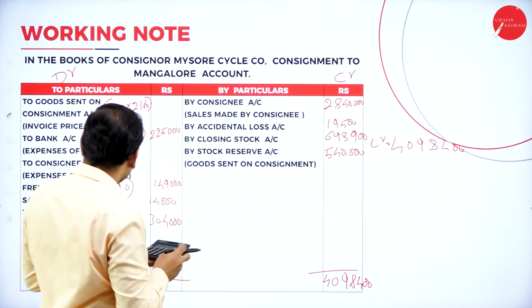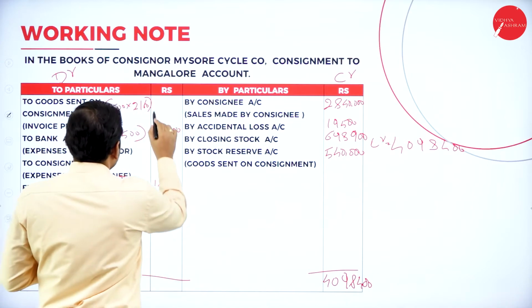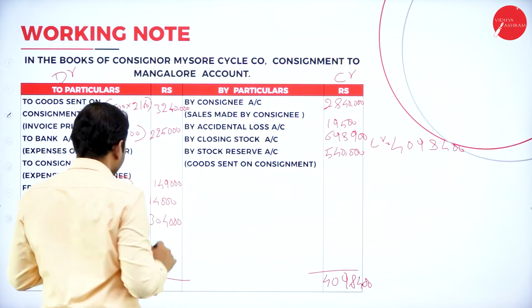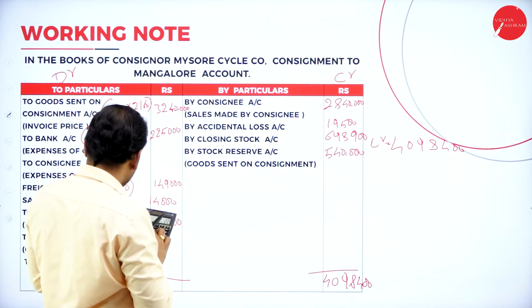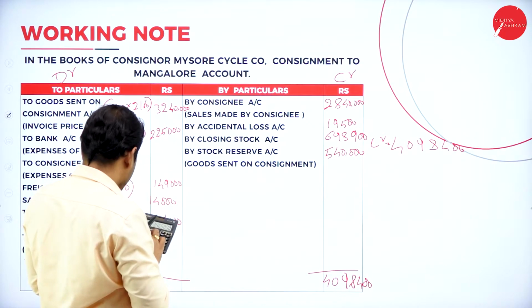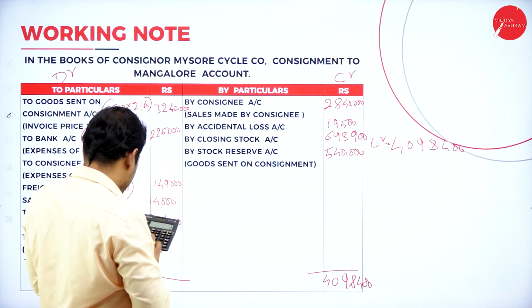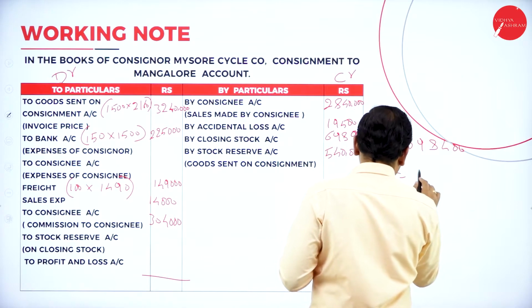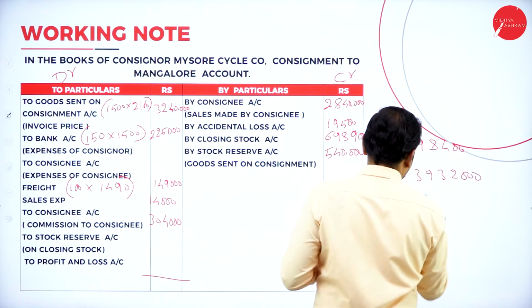Okay. So 1,500 into 2,160 is 32,40,000. So 32,40,000 plus 2,25,000 plus 1,49,000 plus 14,000 plus 3,04,000. Total amount on the debit side is 39,32,000. So which is more?